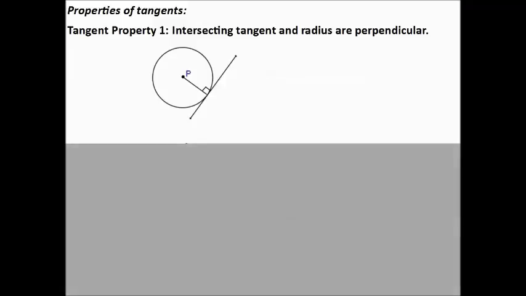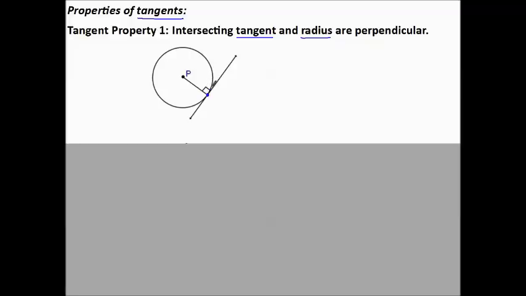Let's examine first some properties of tangents. Tangent property number one: intersecting tangent and radius are perpendicular. So you see in this picture, this line is a tangent because it is only touching here, at the point of tangency, and here is a radius. When a tangent intersects with a radius, they will intersect at a right angle.